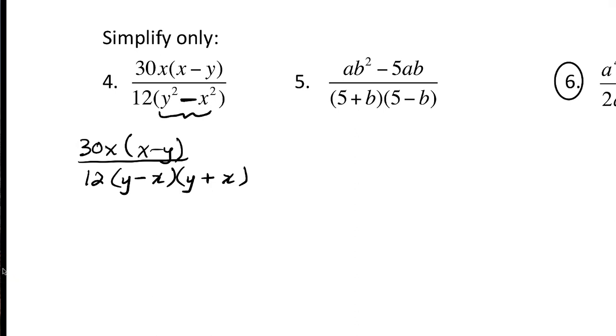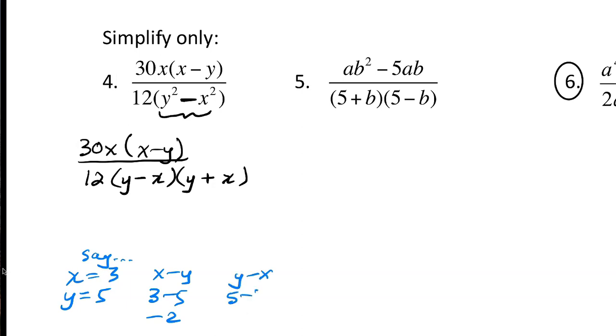Now the thing to note here is this factor, x minus y, is not the same as this factor, y minus x. Let me just give you a little detour here. Let's say x is 3 and y is 5. So x minus y would be 3 minus 5, which is negative 2. y minus x is 5 minus 3, which is positive 2. Notice those are different, but they're the same number, just opposite signs.